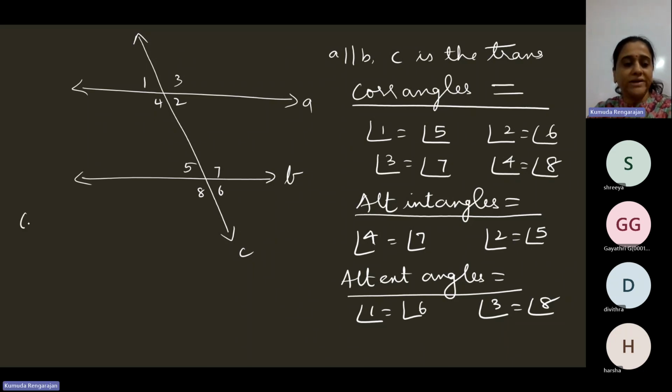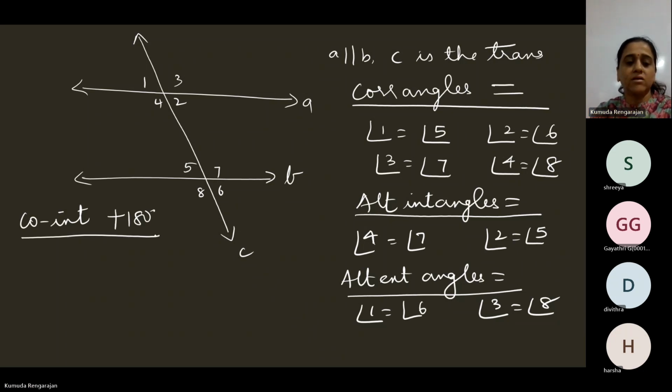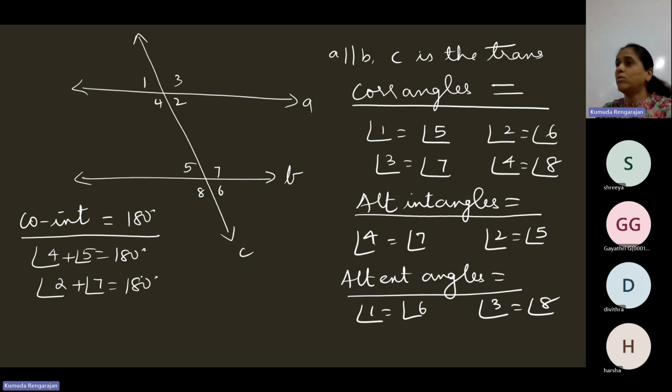Okay, then co-interior angles or allied angles add up to 180 degrees. Okay? They add to 180. Angle 4 plus angle 5, and angle 2 plus angle 7 is equal to 180.